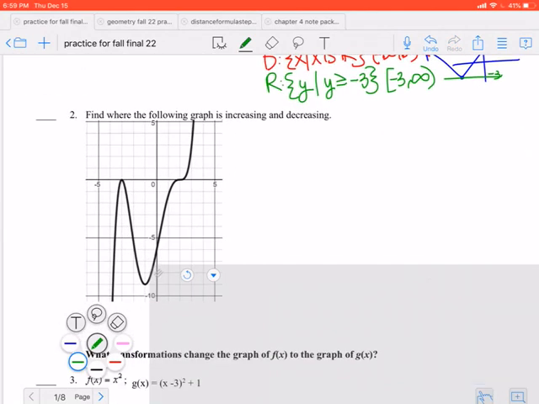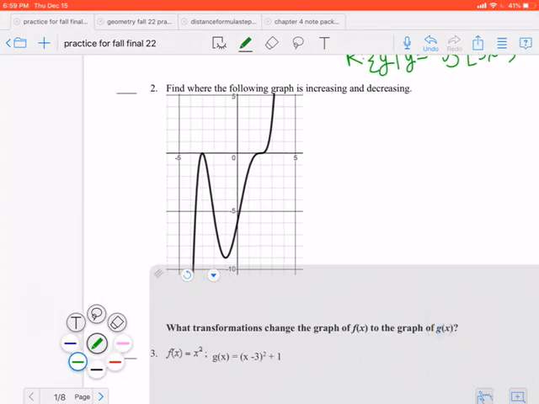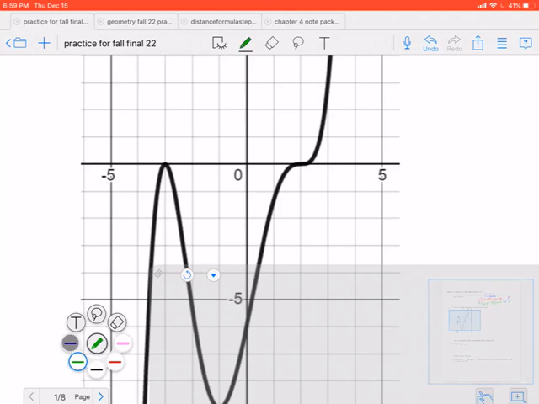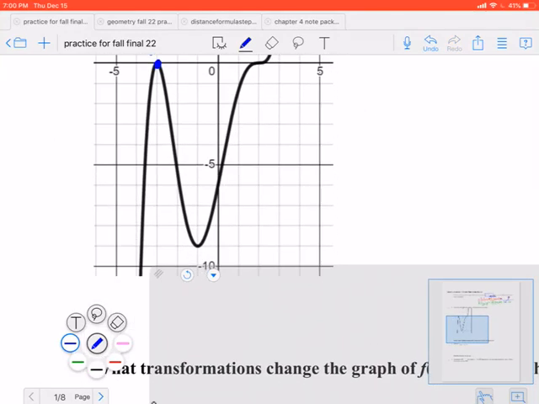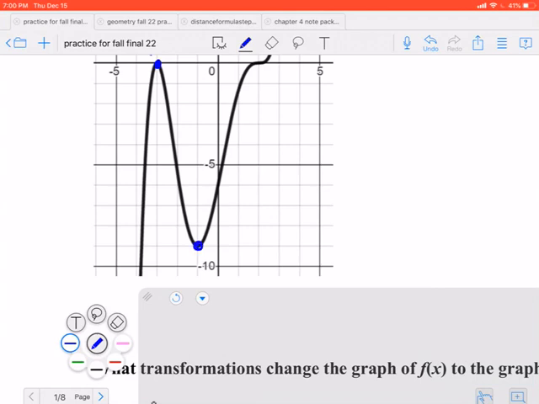Find where the following graph is increasing and decreasing. Okay, I am going to mark the ordered pairs of the turning points, the relative max and relative min. Turning points is where it changes from increasing to decreasing or the other way around. So I can see here we have this ordered pair is -3, 0. And then we have a relative minimum at -1, -9.